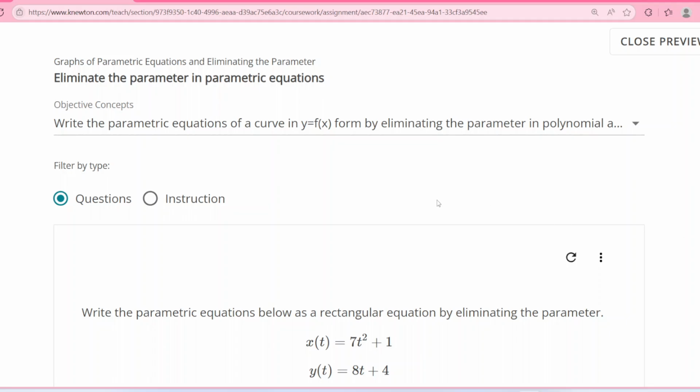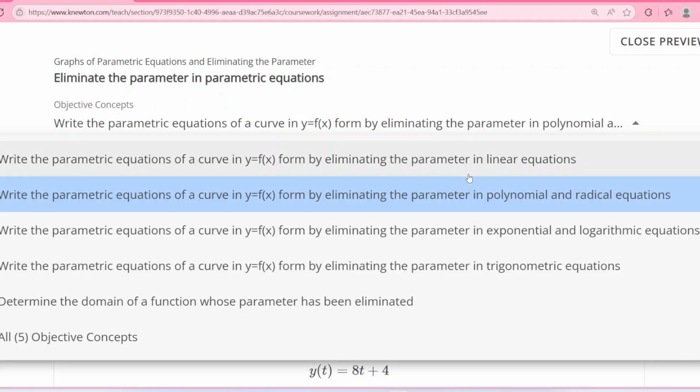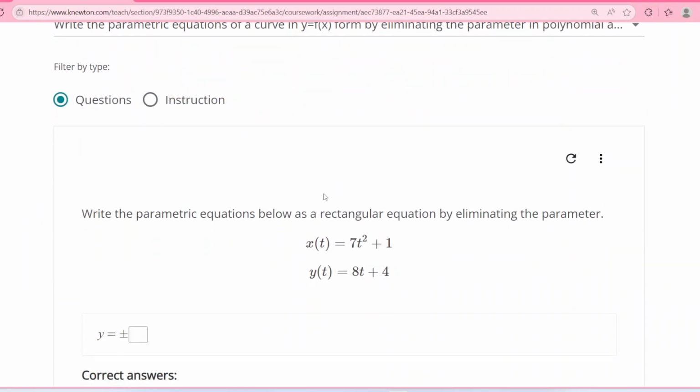All right, so here's the site, Knewton.com, Knewton Alta. And again, I'm in an instructor mode, so you're going to see things a little differently than me. We're on this objective, where we're eliminating the parameter, writing the equation in rectangular form. So without the parameter, with just y and x, where the equation of the curve is in the form y equals f of x. All right.